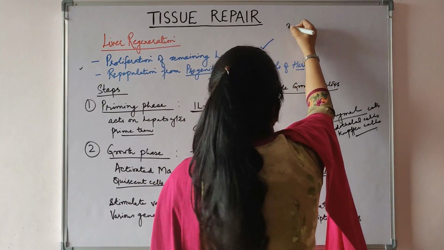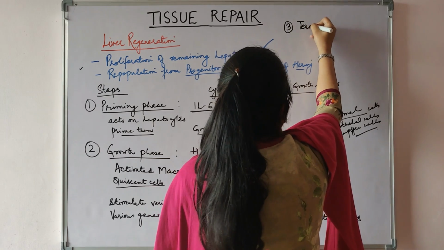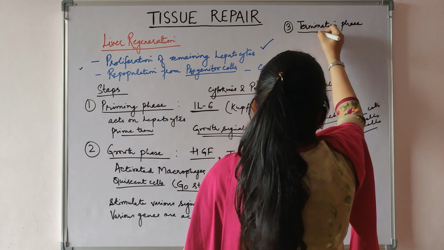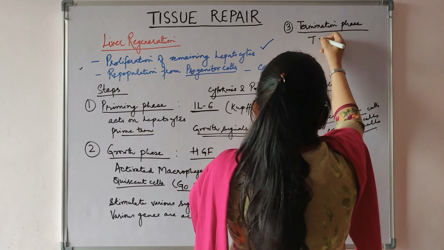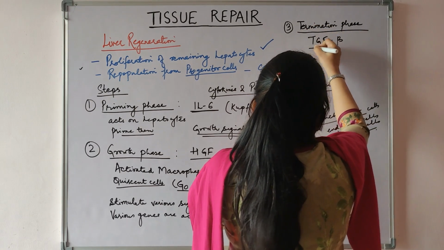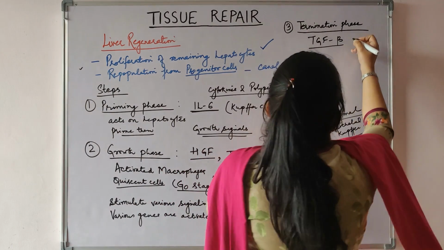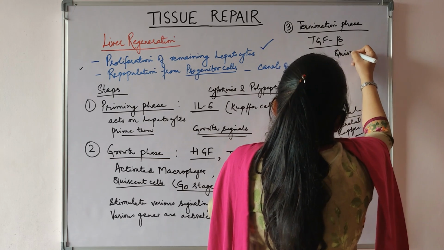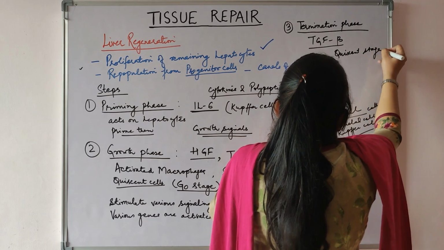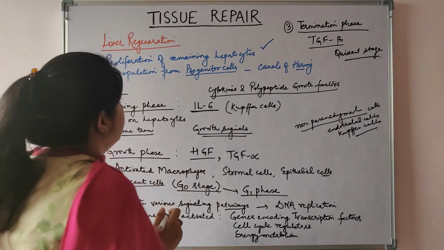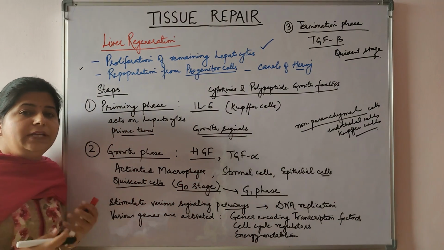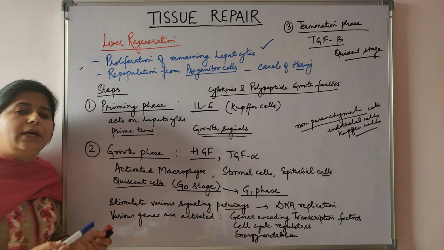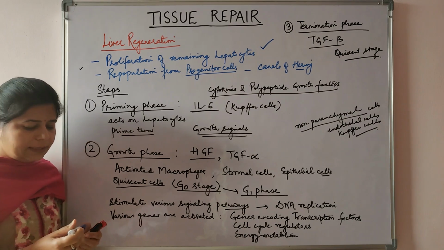Third phase is the termination phase. In this phase, transforming growth factor beta, which is an anti-proliferative cytokine, acts and the cell again comes back into quiescent stage. Now, for regeneration to occur, the residual tissue must be architecturally or structurally intact.